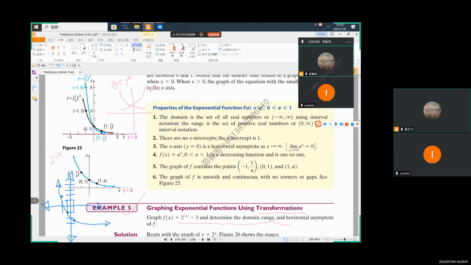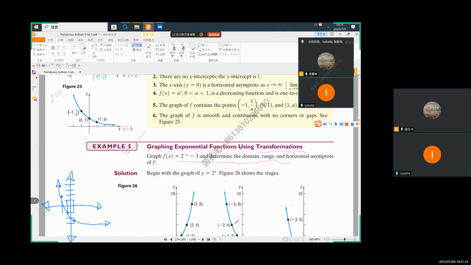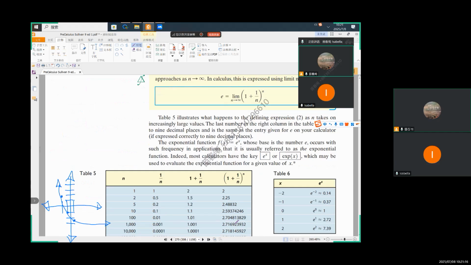Yeah, with the graph, we can see the domain, range and the asymptote. Okay? So with the graph, we can see everything.